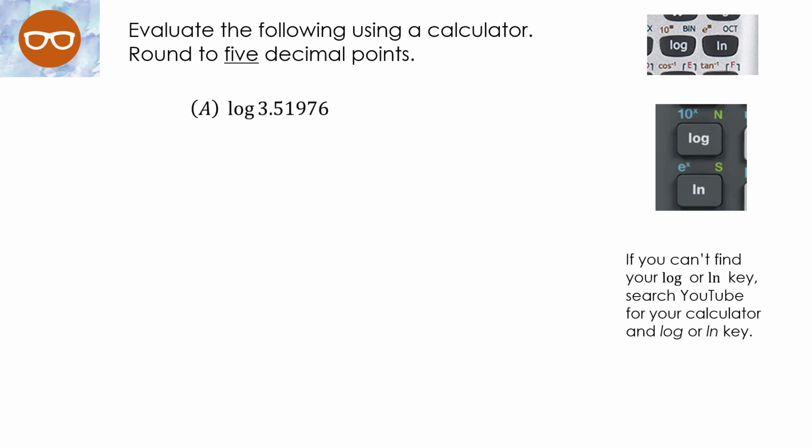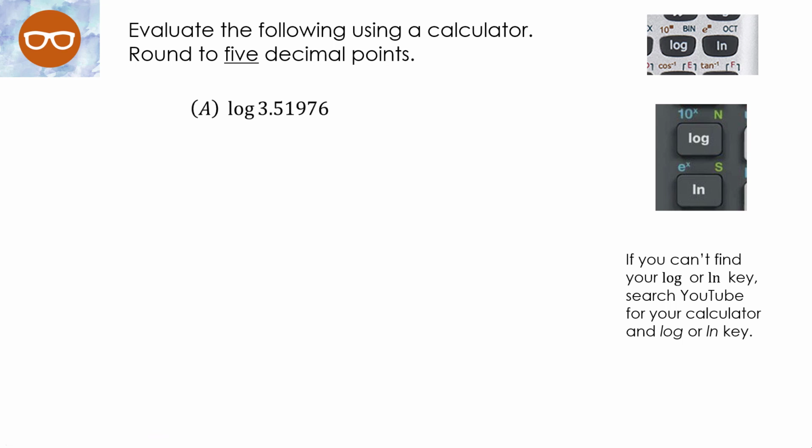Evaluate the following using the calculator, round to 5 decimal places. If you can't find your log or natural log key, search YouTube for the calculator type. For instance, is it a TI, is it a Sharp, that kind of thing. And then also put in log or natural log key. I have 2 examples that you might want to look for on your calculator.